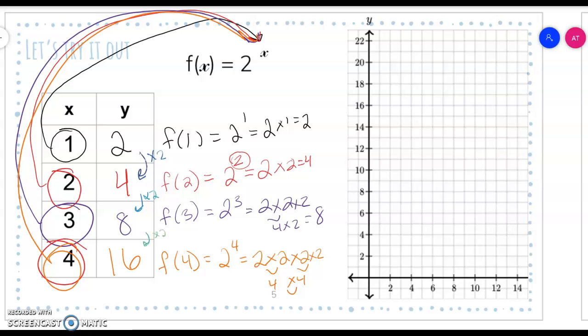That's where the exponent comes in. So let's actually graph these. Remember, this is my x-axis and this is my y-axis. I'm going to go to 1 and up to 2 and put a dot. Then I have 2 and 4. And then it's going to get crazy here. Then we have 3 and 8. See how it's getting extremely larger. And then 4 and 16.